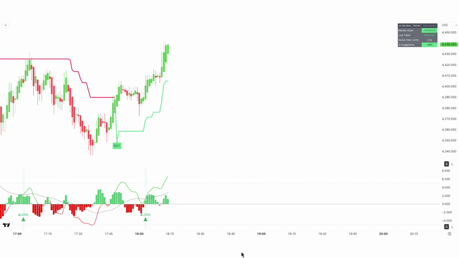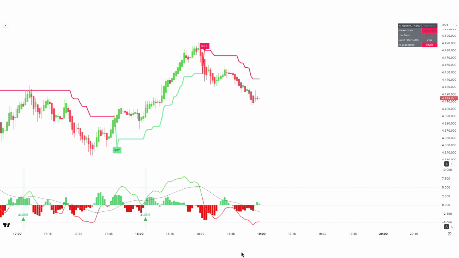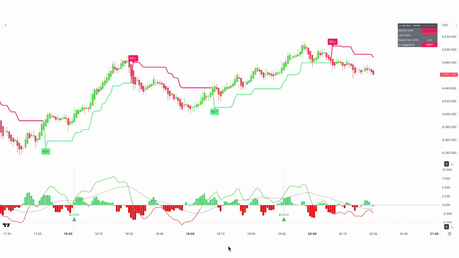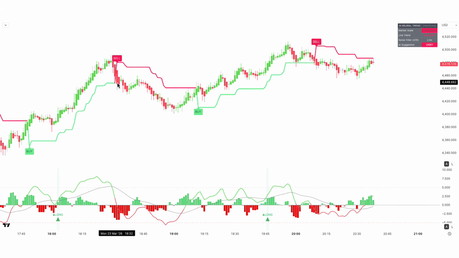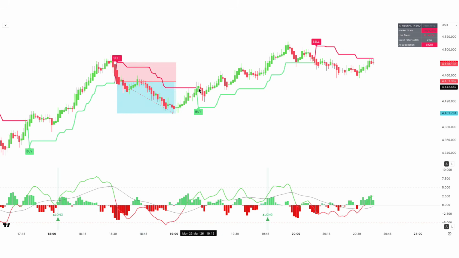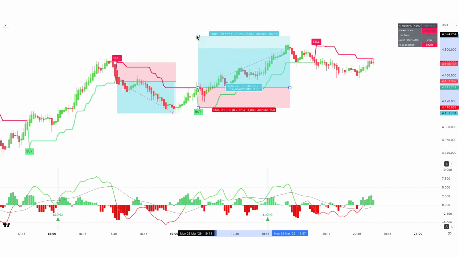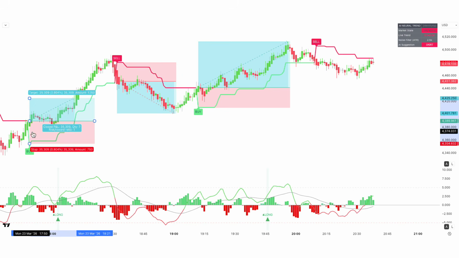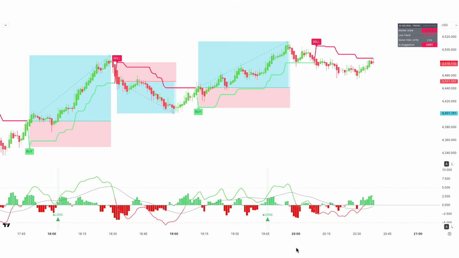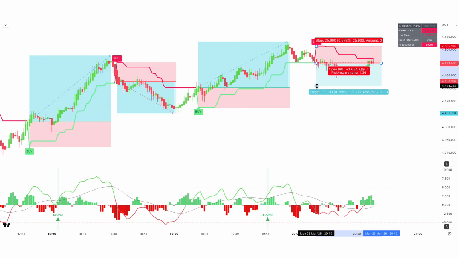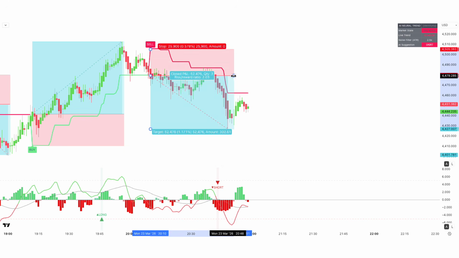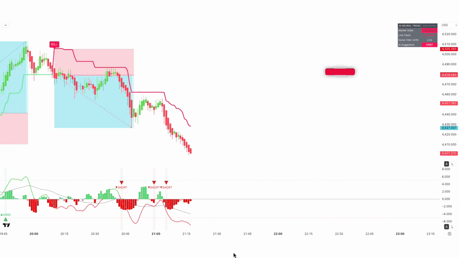But here's the real edge. It adapts. Market trending, it follows. Market ranging, it adjusts. That's where most strategies fail, but this one doesn't. Now imagine combining discipline with a tool that removes hesitation. That's how consistency starts. Stay with me, because next, I'll break down exactly how to use this step by step. So you're not just watching signals, you're understanding them. And that's the difference between guessing and trading smart.